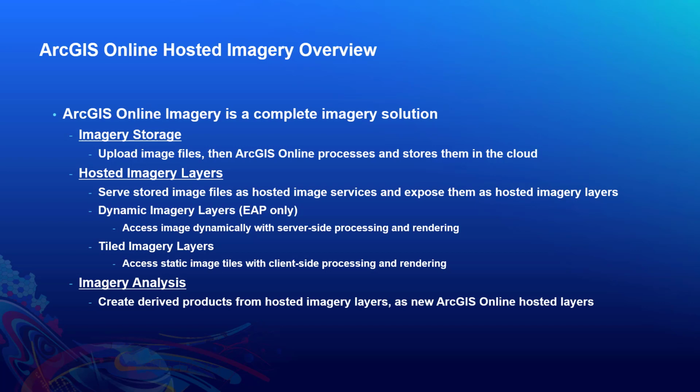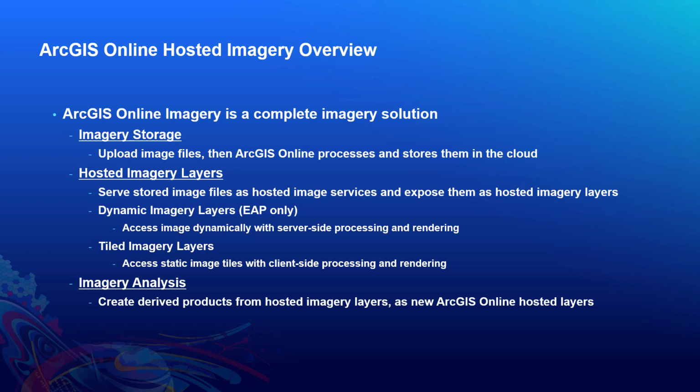And the last one is imagery analysis. Imagery analysis tools are essentially geoprocessing services at the backend. They take the hosted imagery layers as input and run those geoprocessing services. As a result, new ArcGIS Online hosted imagery layers and, in some tools, other feature layers will be generated and ready to use. As you can see, it is a circle.